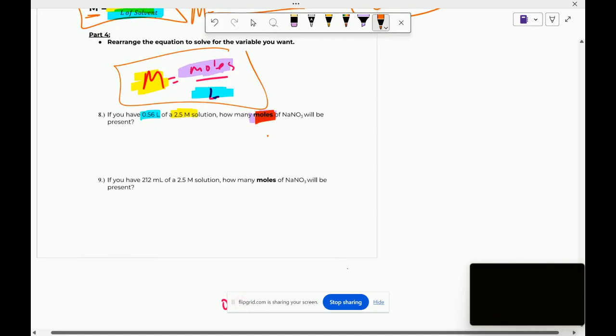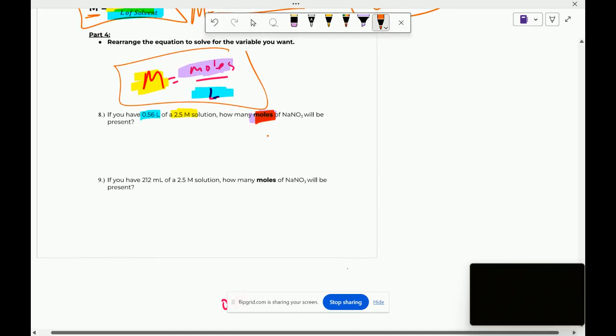So it'll be 2.5 times 0.56 is equal to x, which is moles. 2.5 times 0.56, and x is 1.4 moles. So all we're doing is cross multiplying. At some steps you will need to cross multiply and then divide, right? You guys have been doing that in algebra for a long time.